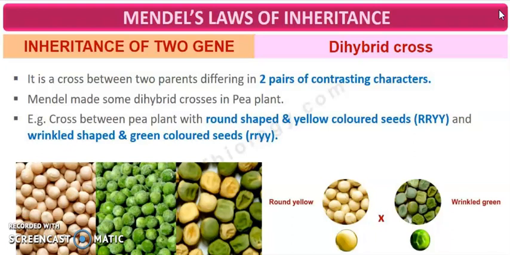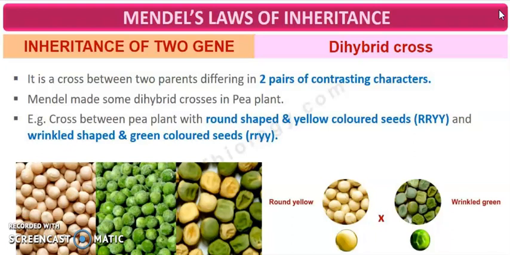What are contrasting traits? They have different traits. Suppose one parent is tall and the other is dwarf, so that is the contrasting character. Here we are taking two such contrasting pairs of characters. Mendel made some hybrid crosses in pea plants, and the example we are going to learn is the cross between pea plants with round shaped and yellow colored seeds and wrinkle shaped and green colored seeds. So here the characters we take are the seed shape and the seed color.